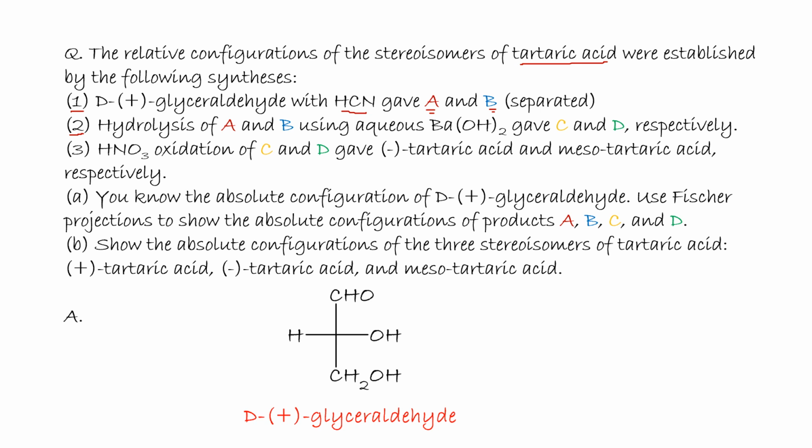Step 2, hydrolysis of A and B using aqueous barium hydroxide gave compounds C and D respectively. So A gave C, B gave D. The third is oxidation, nitric acid oxidation of C and D gave (-)-tartaric acid and mesotartaric acid respectively.